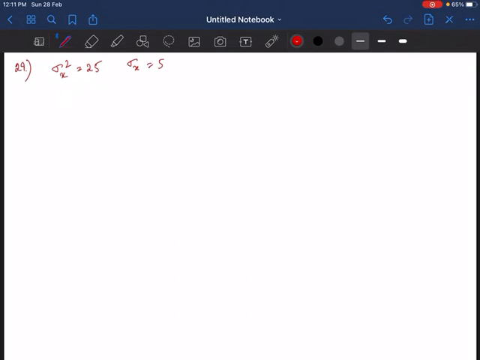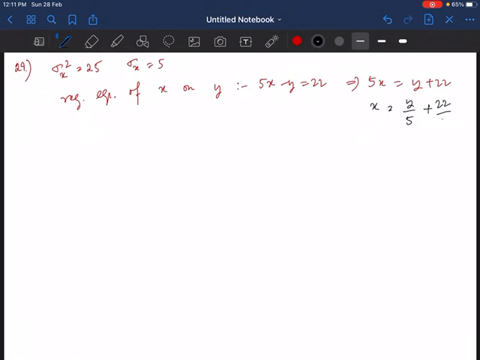And the regression equation of x on y. So it means what? Regression equation of x on y is given by 5x minus y is equal to 22. Since it's a regression equation of x on y, I will write it like this. So 5x, and y I will take that side, y plus 22. Then x is equal to, divide both sides by 5. So I get y by 5 plus 22 by 5. Since it's a regression equation of x on y, we write it like this.